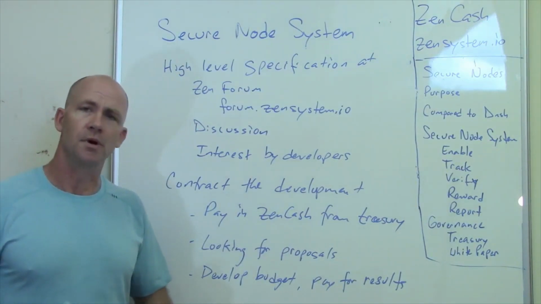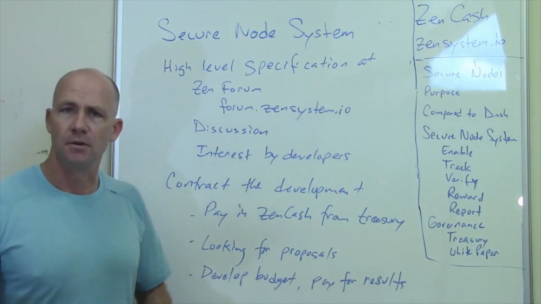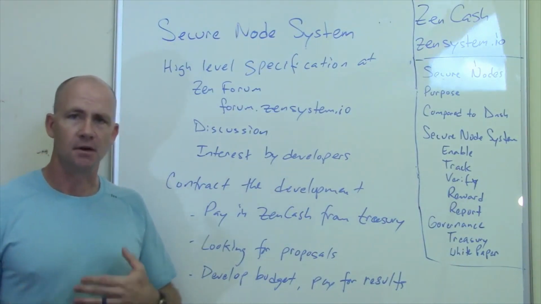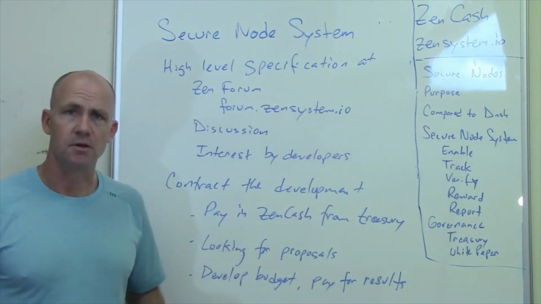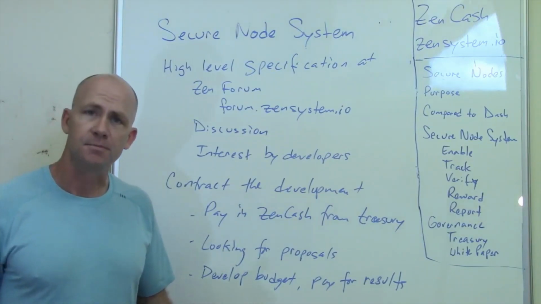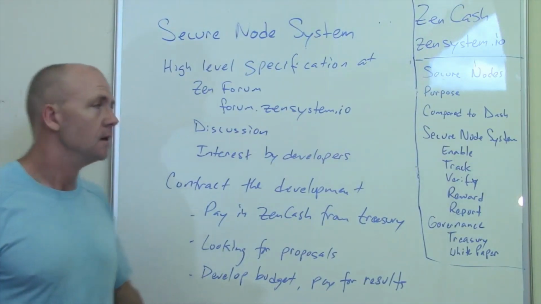system that will put out a challenge, nodes will respond to it, we'll track those responses, and then we'll do a pay cycle on a regular basis, like every week or two weeks, to reward nodes for the number of valid responses that they've sent back.